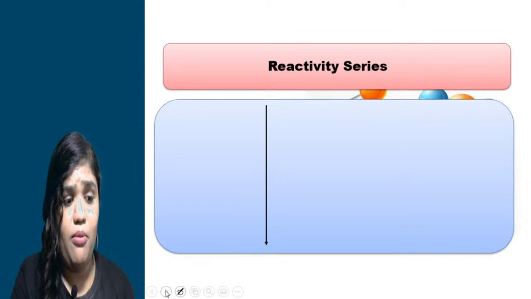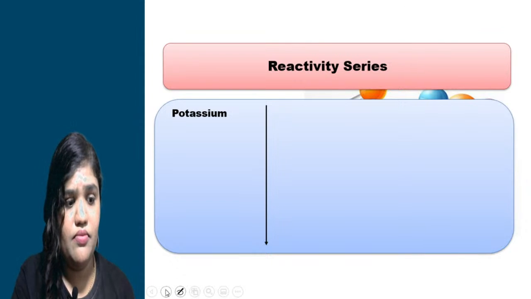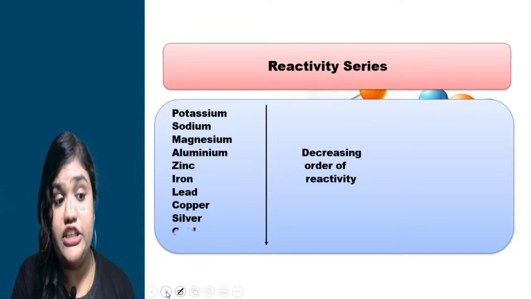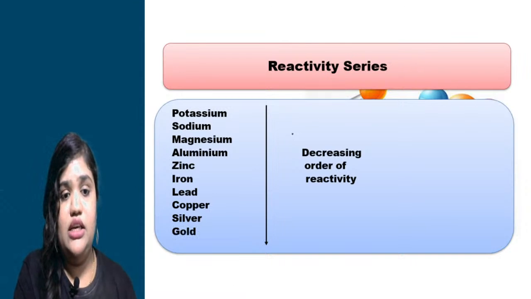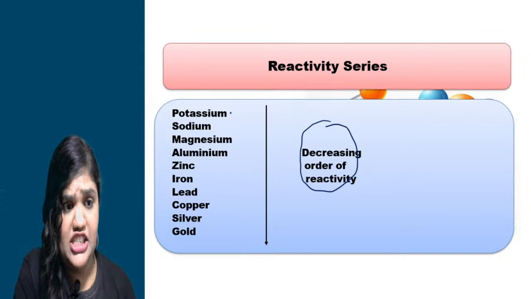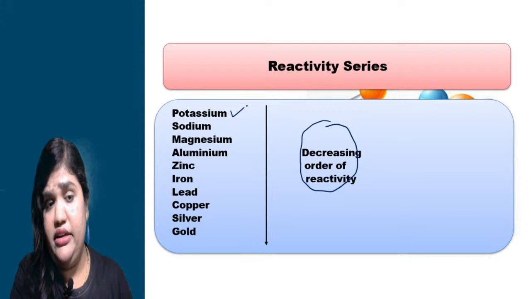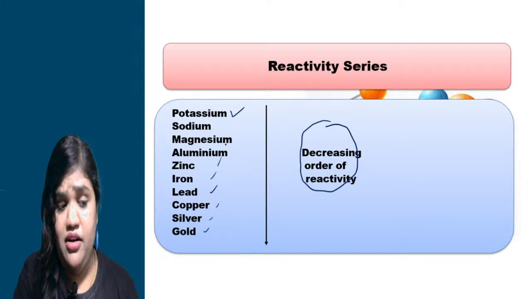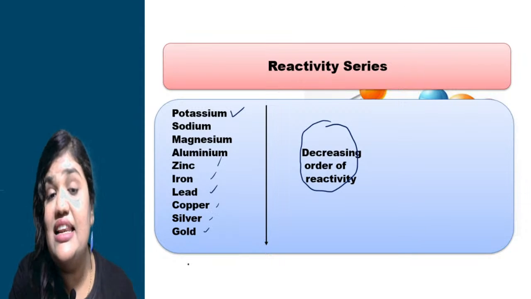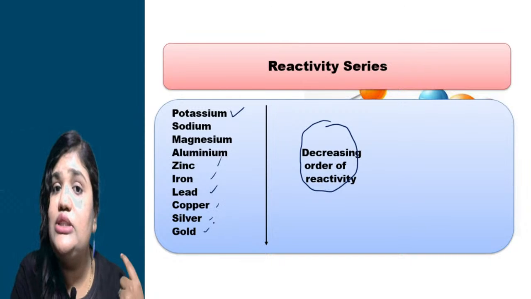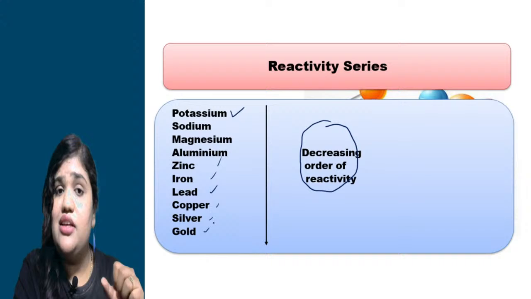Students, for your kind information, let me explain this first, and then I am going to tell you one more important point. As you can see over here, it is the decreasing order of reactivity. It means potassium is more reactive than gold, silver, copper, lead, iron and zinc, where gold, silver and copper are the least reactive metals, and they can generally be found in the free state. So this is the reactivity order.